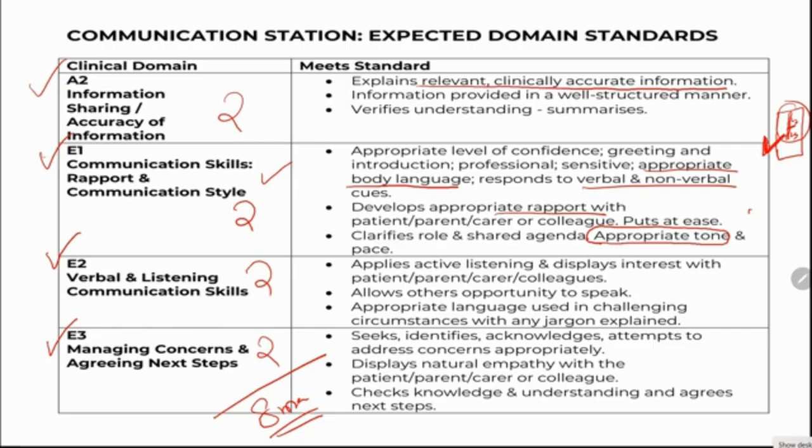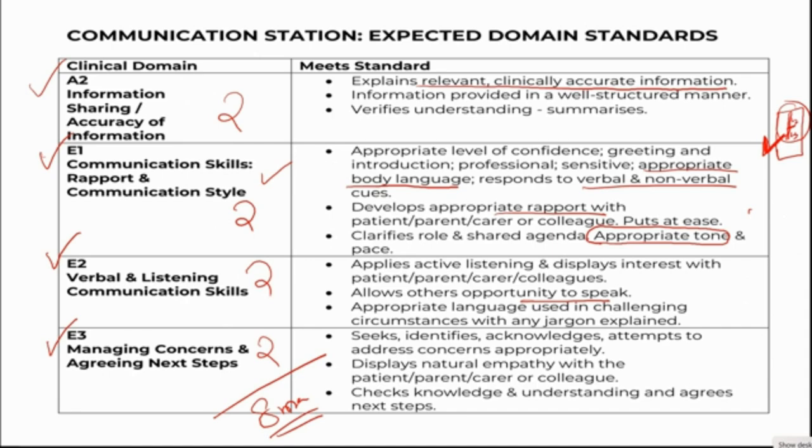E2 is verbal and listening skills. You have to be very patient and actively listen to the role player, and always allow others the opportunity to speak. You need not keep speaking for a long time. Don't speak for more than 30 seconds. That is the tip for this station.